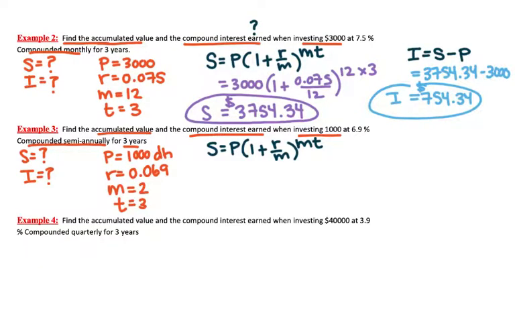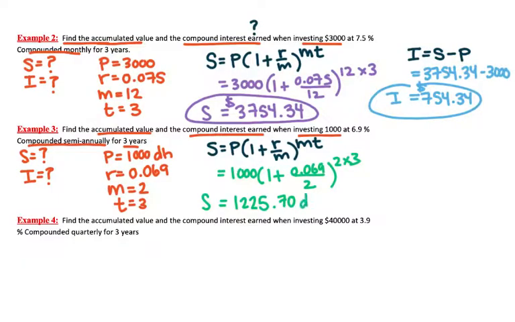So we plug everything in. In this case, 1,000 times 1 plus 0.069 divided by 2, raised to the power 2 times 3. I plug this all into my calculator and I get 1225. Now my calculator says 0.696, but for money we need 2 decimal places, so that will round up to 0.70. And in this case I said it was dirhams.